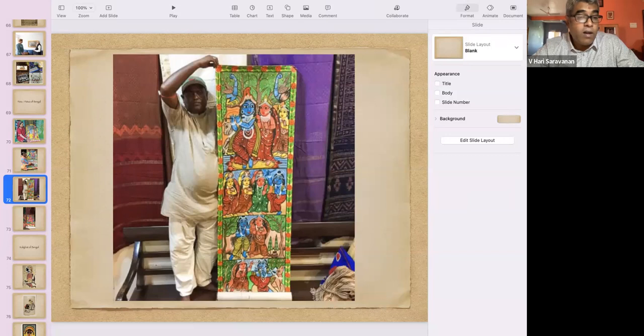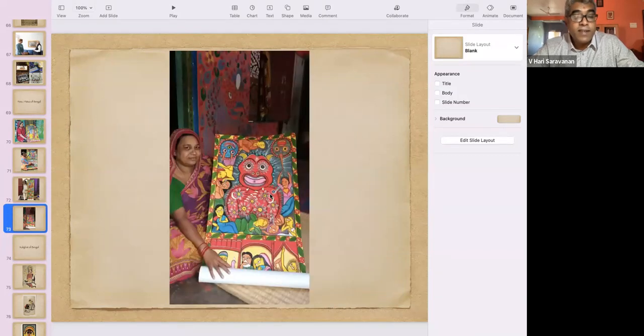Recently, during the COVID lockdown, one of the artists, here is a lady, she had done a scroll on giving awareness to the public about the effects of COVID and how to stay safe. Actually, her video went viral across India.